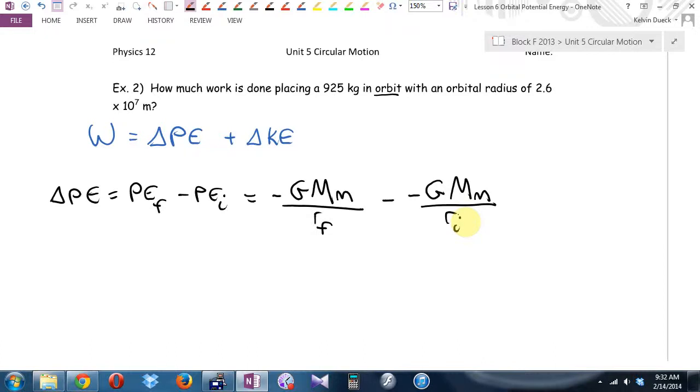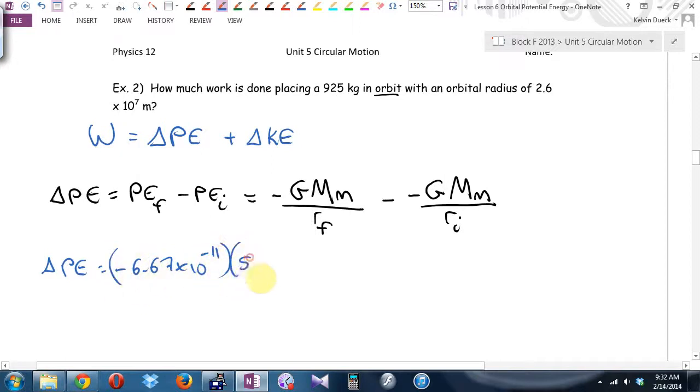It's plug and chug time. Ugly plug and chug time, but it's plug and chug time. The amount of the change in potential energy is going to be negative 6.67 times 10 to the negative 11, mass of the Earth. Oh, by the way, the word satellite is missing. I just always forget to put that in. Satellite. Space probe, whatever. Mass is 925. Now, did they give me for the final radius its radius or its altitude? Oh, so I don't need to add the radius of the Earth? A little nice.